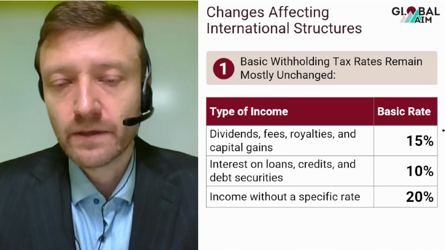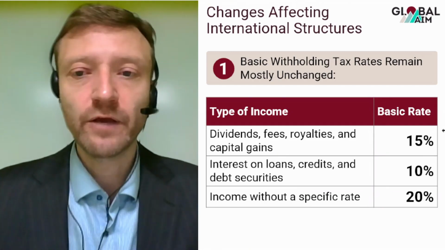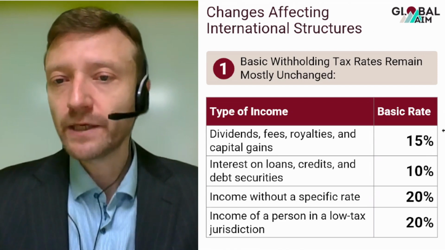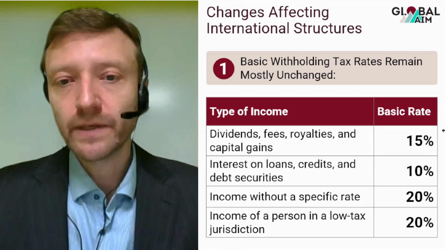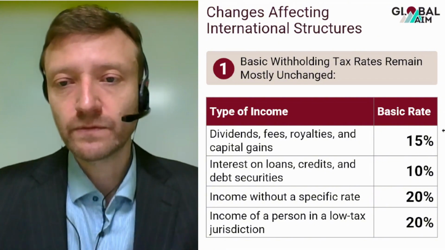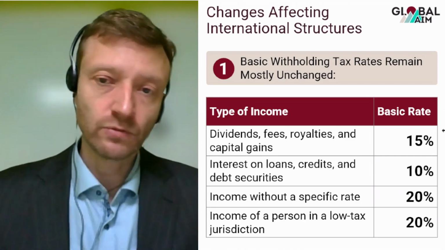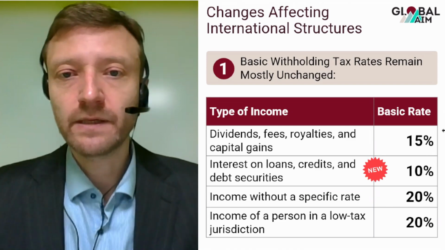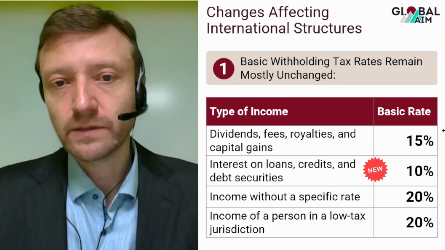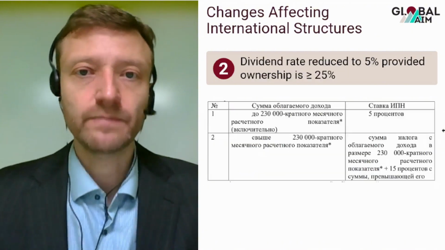Income without specific rates falls under other types of income. So, for example, services are subject to 20% withholding tax, and this is also unchanged. And companies or persons in low tax jurisdictions should pay withholding tax of 20% in Kazakhstan if they receive income from sources in Kazakhstan. This is also unchanged. And the new development here basically is the reduced domestic rates for interest on loans, bank credits, and sound debt securities, which is a positive, welcome development.